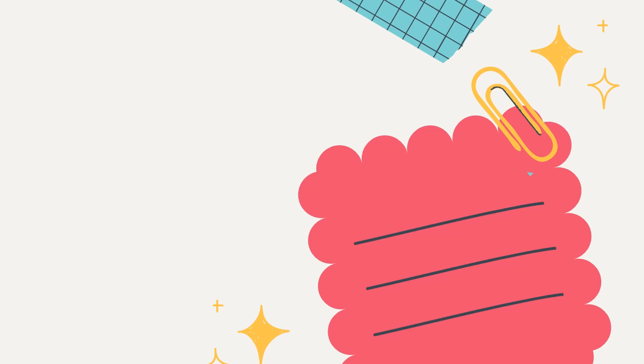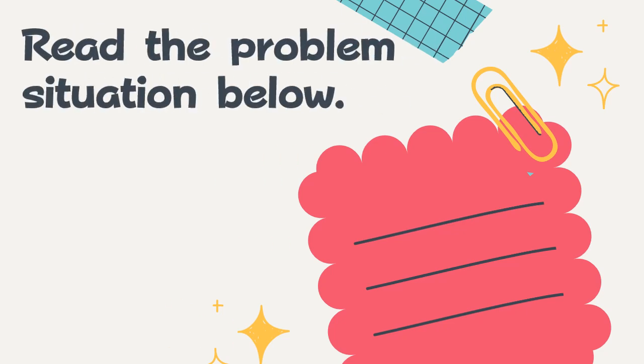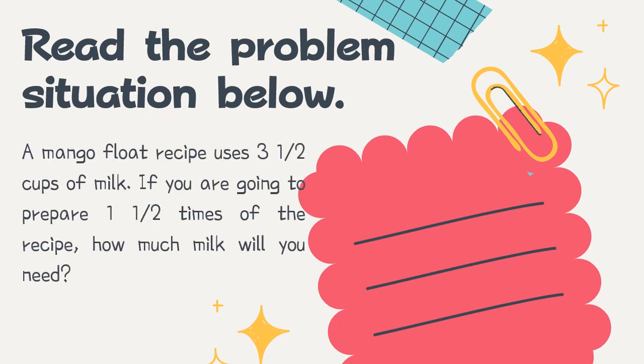Now, let us proceed to our lesson. Read the problem situation below. A mango float recipe uses 3 1/2 cups of milk. If you are going to prepare 1 1/2 times of the recipe, how much milk will you need? What is asked in the problem? Very good. The amount of milk that you will need. What are given? 3 1/2 and 1 1/2.